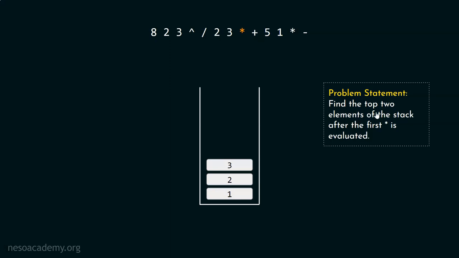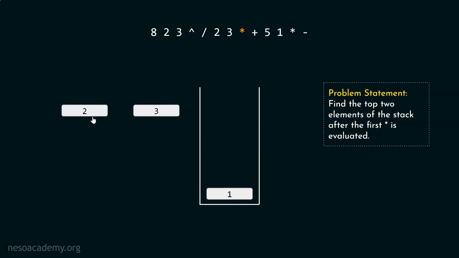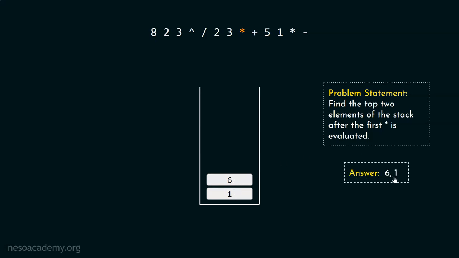According to the question, we have to find the top two elements of the stack after the first star is evaluated. Let's first evaluate this symbol. First, we will pop these two elements out of the stack, right? So 3 is popped out of the stack and 2 is also popped. We know that 2 will be the first operand and 3 will be the second operand. We'll perform the multiplication of these two operands. This turns out to be 6, and then finally we will push the result onto the stack. Now you can see that these are the two topmost elements of the stack, right? 6 and 1. So the answer to the GATE problem is 6, 1.